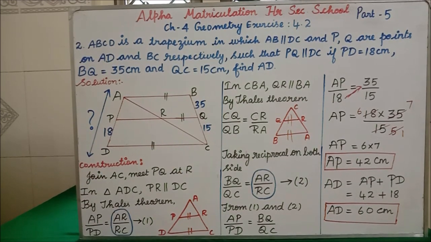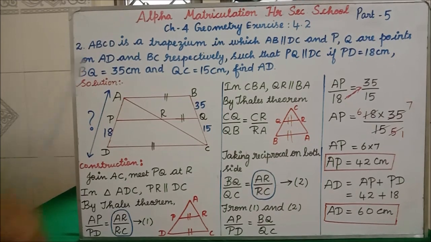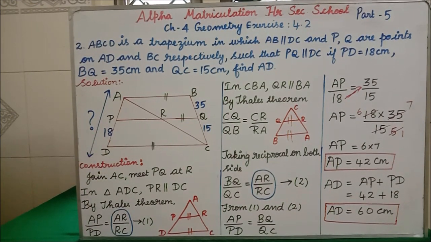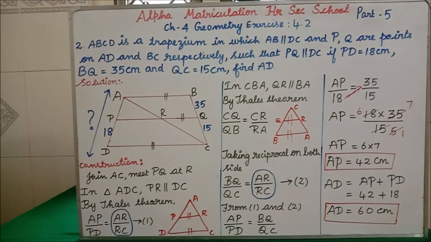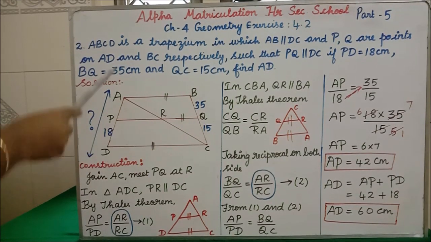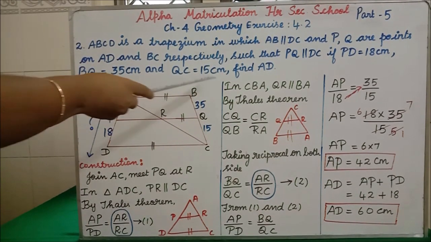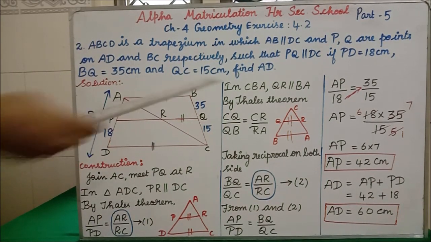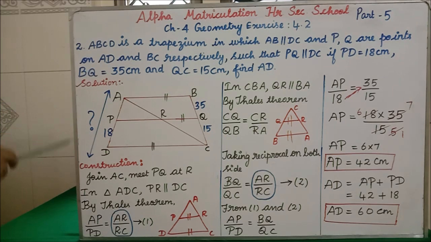Clear? Such that PQ is parallel to DC. When it is parallel, they have given some values. PD equal to 18 centimeter. BQ we are having here, it is 35 centimeter. QC equal to 15 centimeter. We have to find the AD. AD means this full length A to D we have to find.